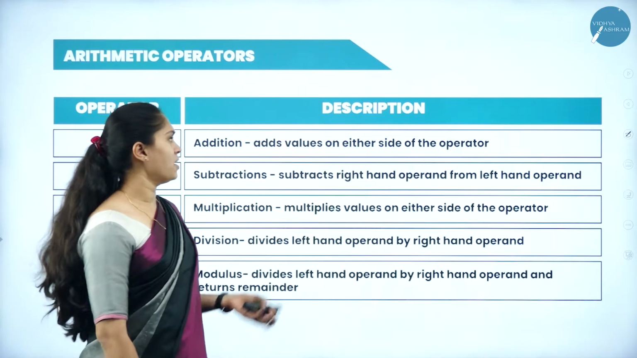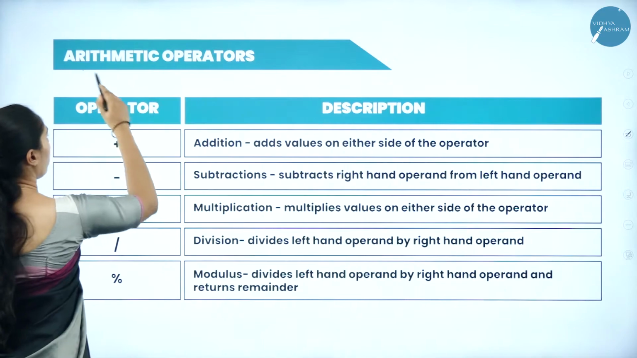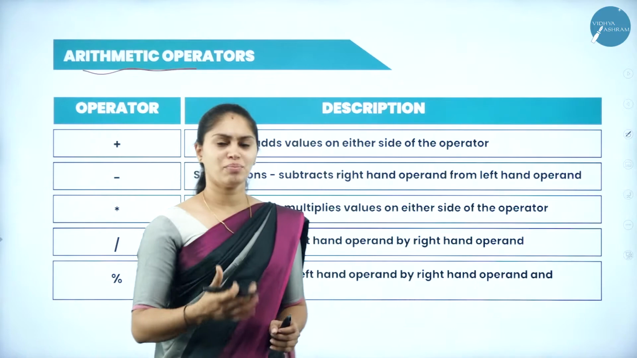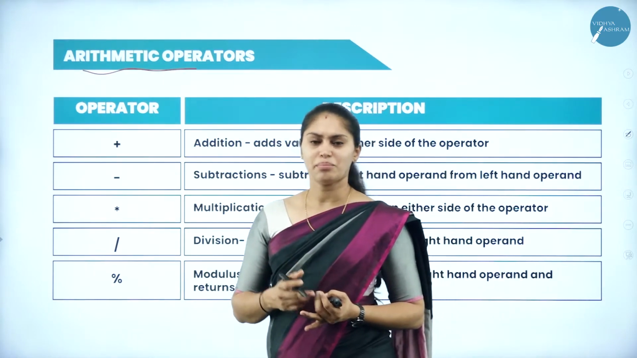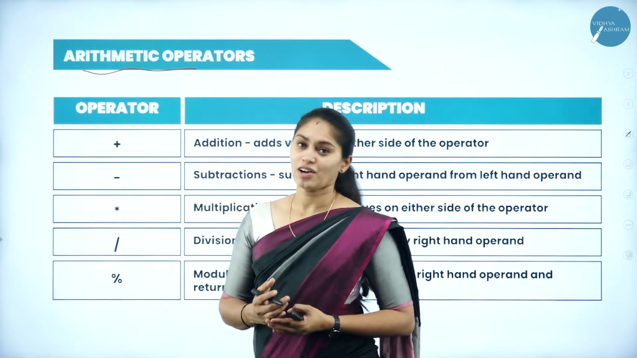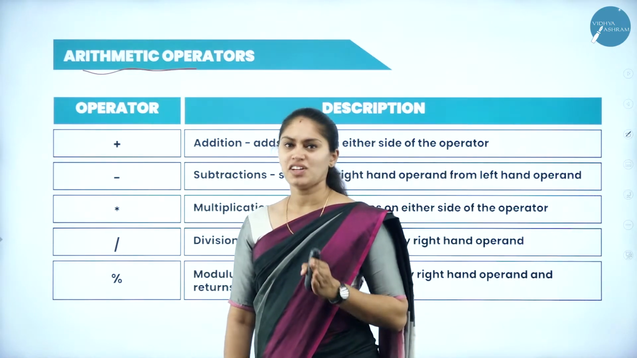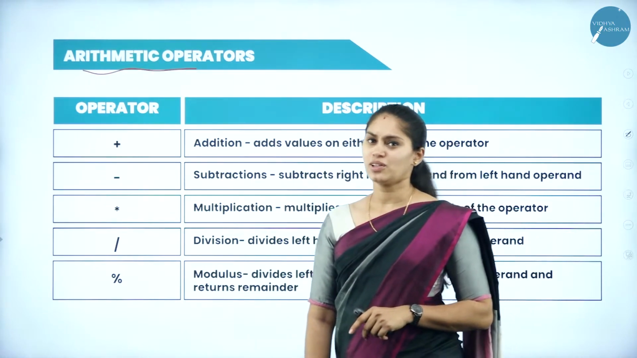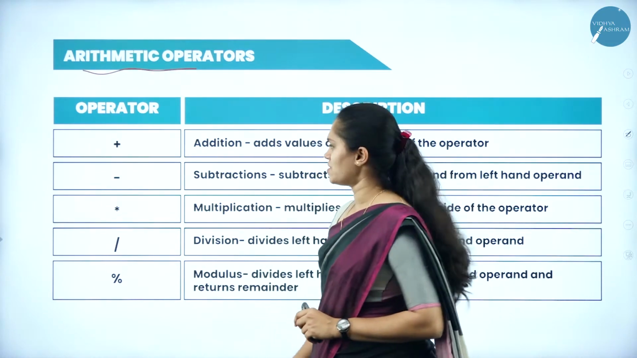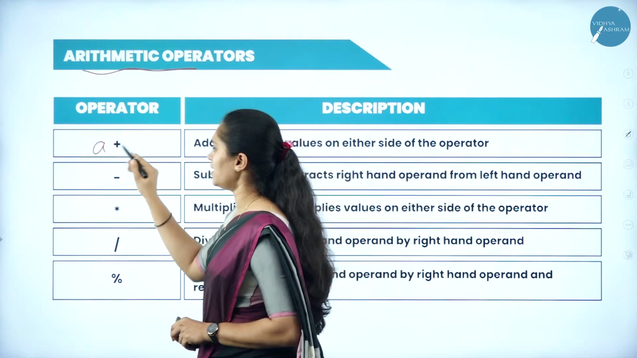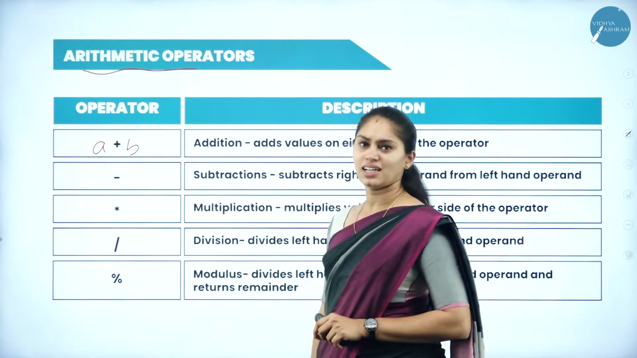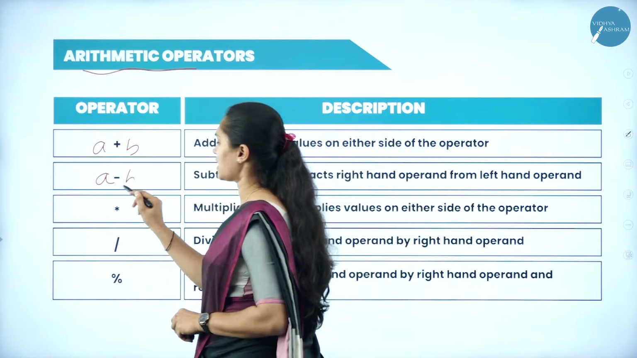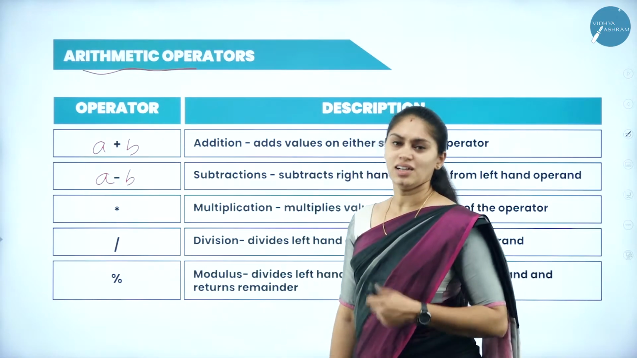We'll see the first type, the arithmetic operator. It is a common thing for all languages. If I want to perform arithmetic operations like addition, subtraction, multiplication, division, we also have modulus. The main difference between division and modulus is that division returns the quotient value and modulus gives you the remainder value. For example, if I write a plus b, it will add the content of a with b, and a minus b means the content of b will be subtracted from a.